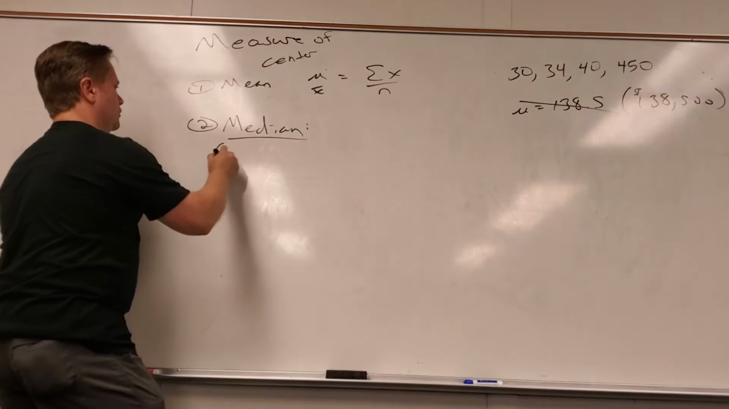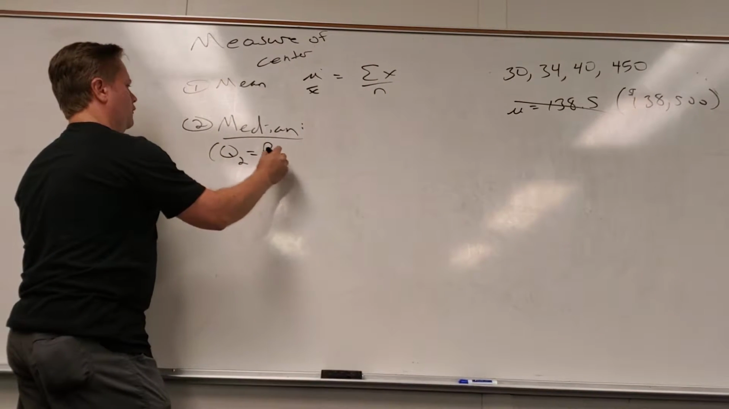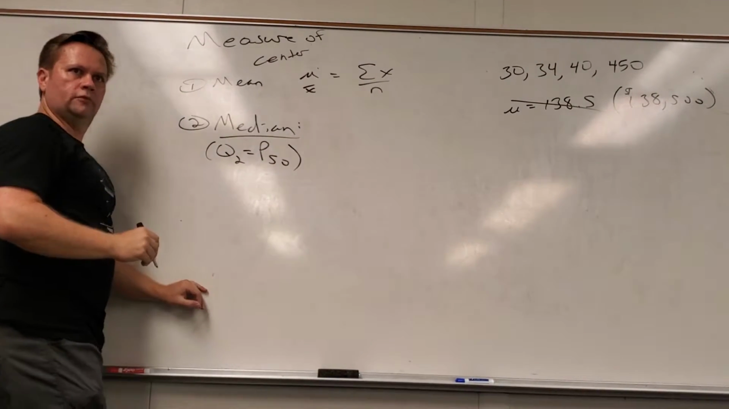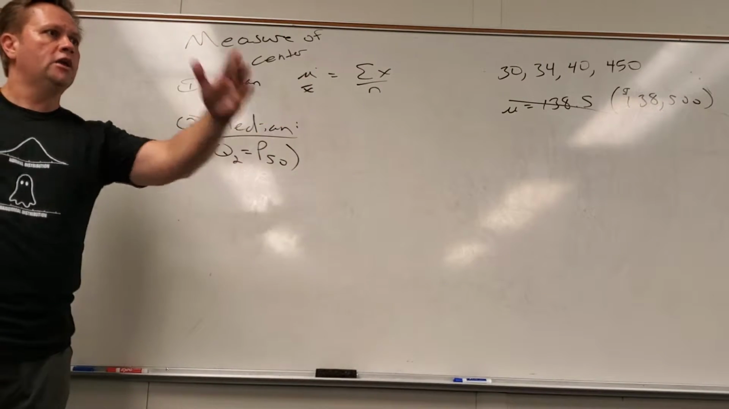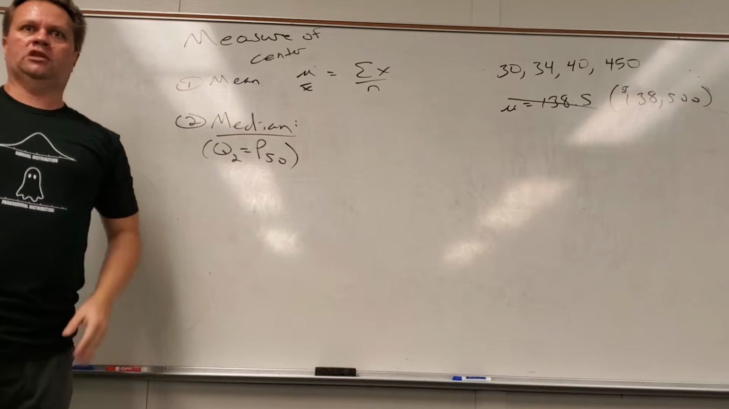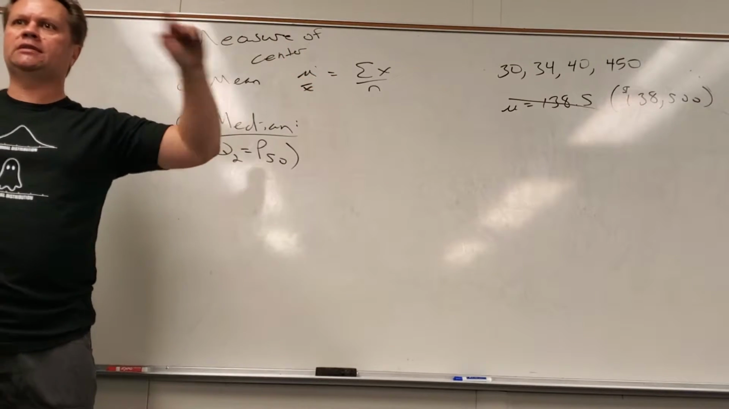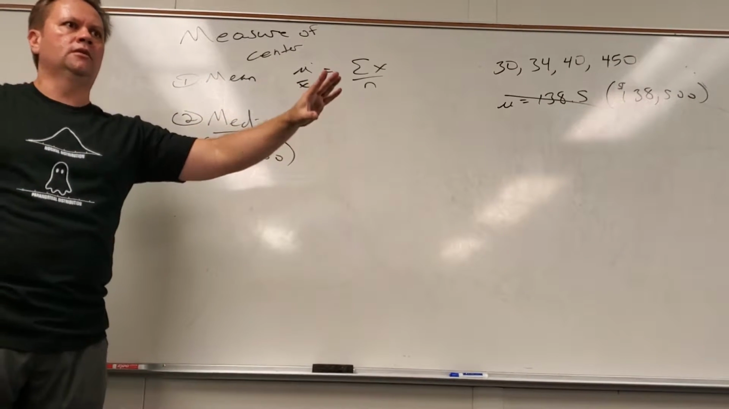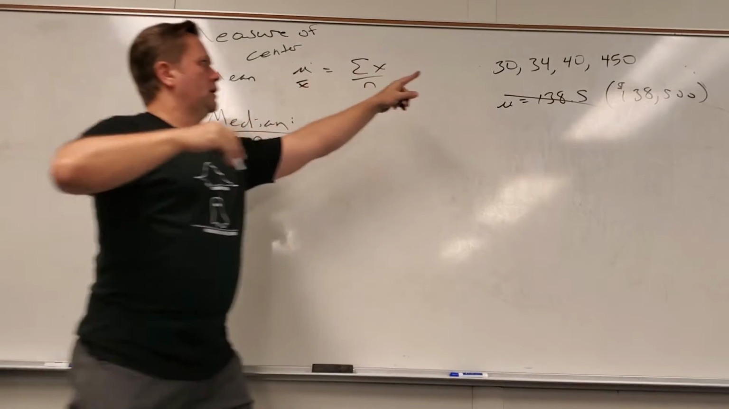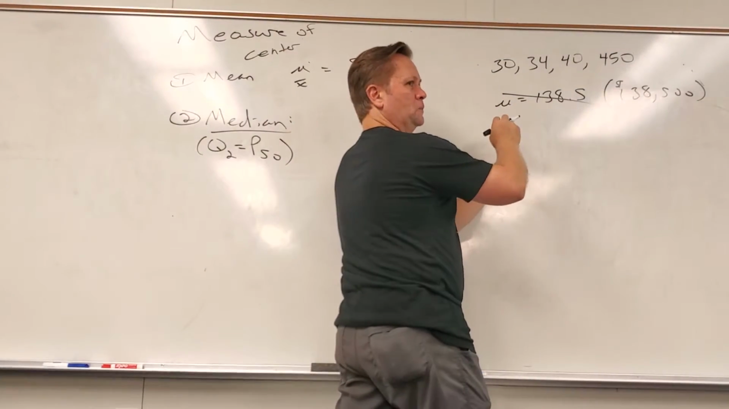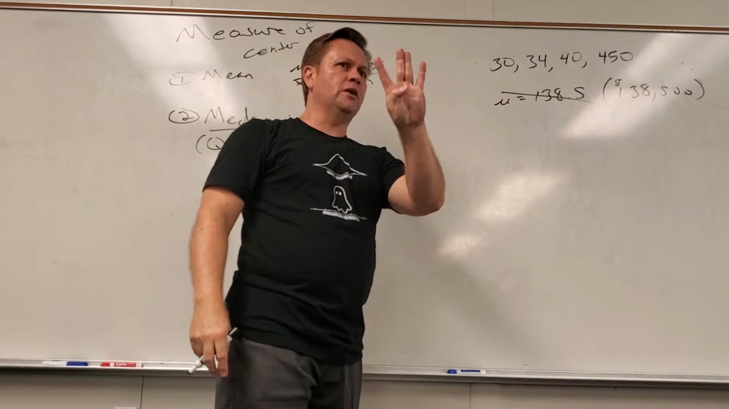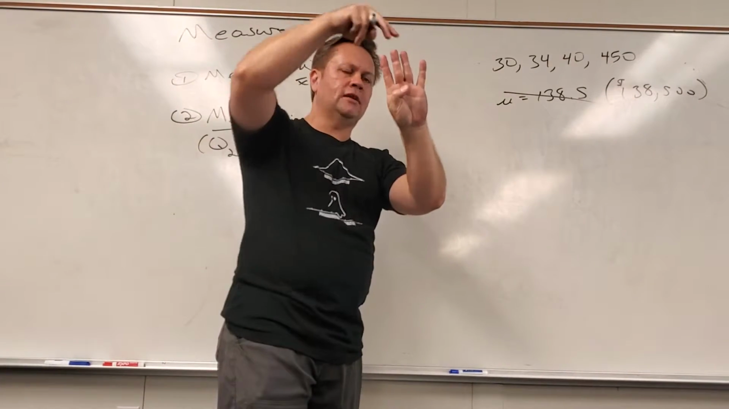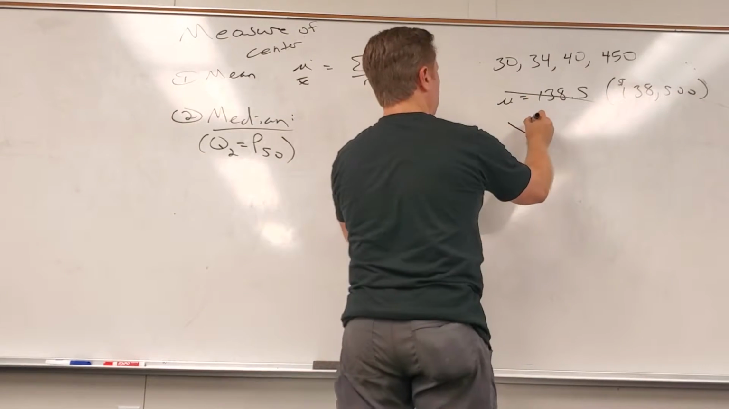Beautiful. Yeah, this is also Q2, which is also P50. Right? It's the middle data number. Doesn't matter what the values are, it just matters which one's in the middle. That's why it's not affected by outliers, because it doesn't care what the values are. What would the median be here? What do you think? Is there a middle number? No, there's 2 middles. So of course, what do I do in that case? Average those.